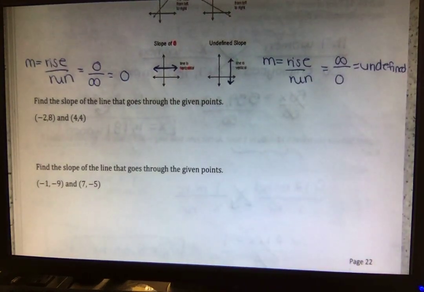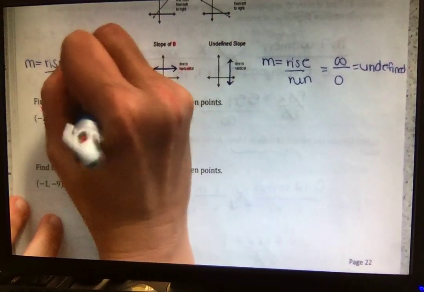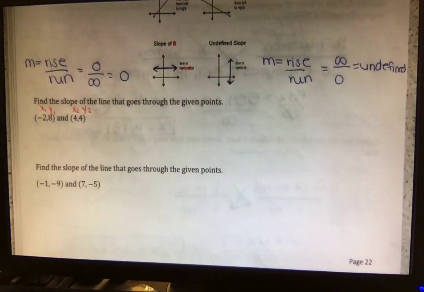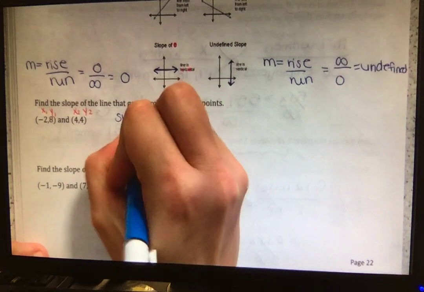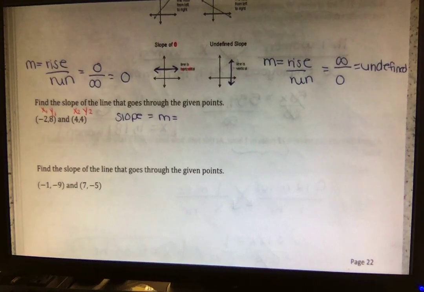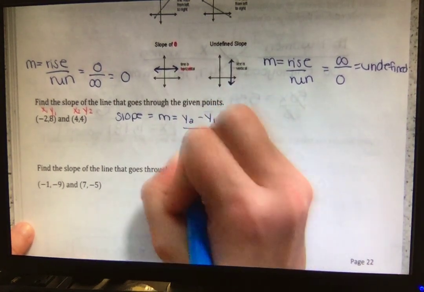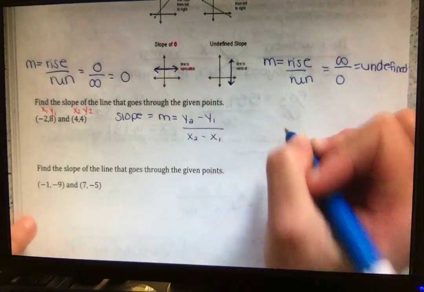It says find the slope of the line that goes through these two given points, (-2, 8) and (4, 4). So they give us 1 point, (-2, 8). I'm going to label this as x1, y1. And our second point, I'm going to label as x2, y2. So up here we had our formula for slope. Mathematicians are efficient. So instead of writing the word slope out every time, we use the letter M. Our formula was y2 minus y1 all over x2 minus x1.